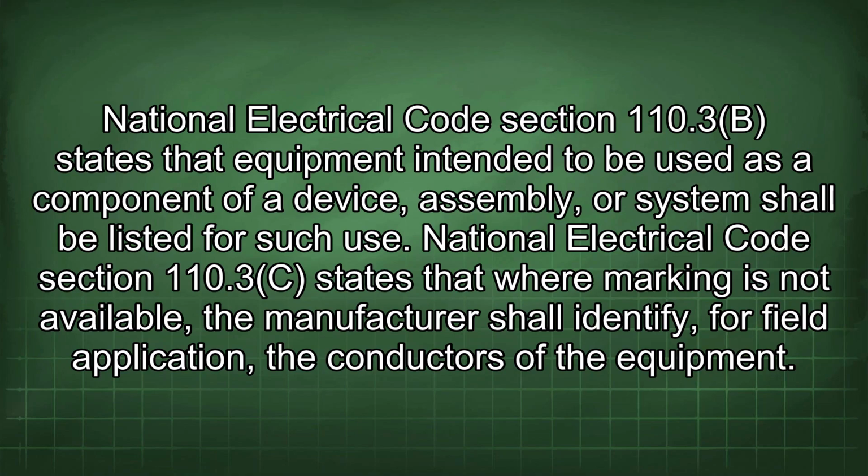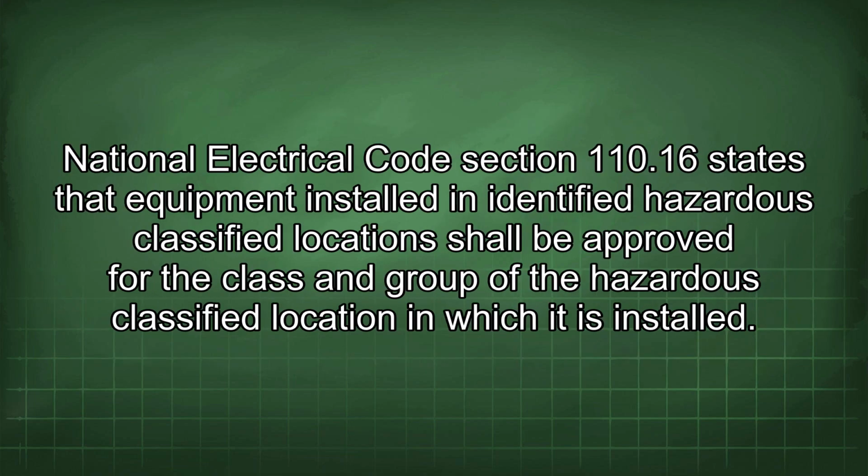National Electrical Code Section 110.3b states that equipment intended to be used as a component of a device, assembly, or system shall be listed for such use. National Electrical Code Section 110.3c states that where marking is not available, the manufacturer shall identify, for field application, the conductors of the equipment. National Electrical Code Section 110.16 states that equipment installed in identified hazardous classified locations shall be approved for the class and group of the hazardous classified location in which it is installed.